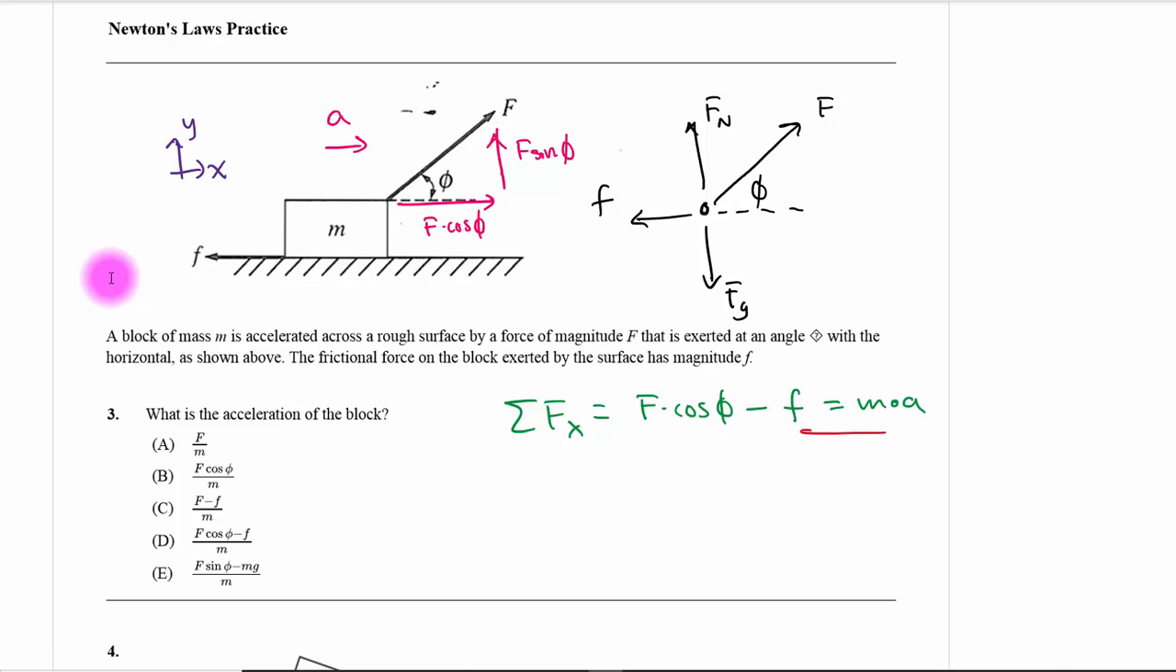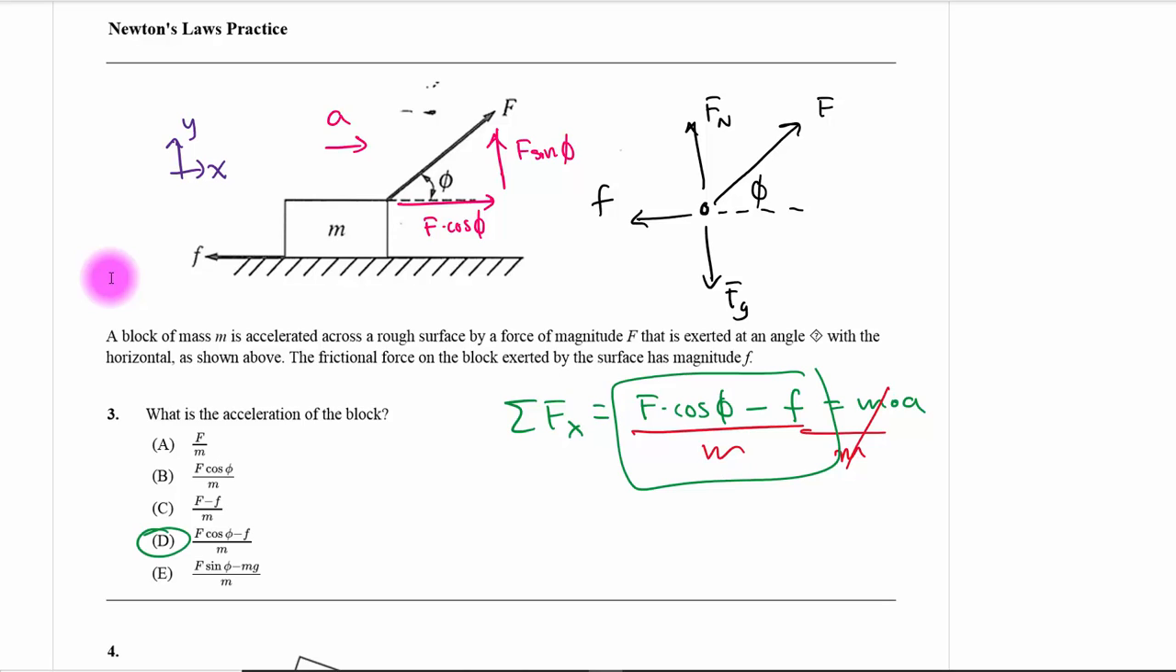Sorry, I have a little bit of trouble with my pen there. It's not letting me write. So dividing both sides by m, it cancels out on the right-hand side, and we'd be left with F cosine phi, minus the force of friction, divided by m. So that would be option D in this case.